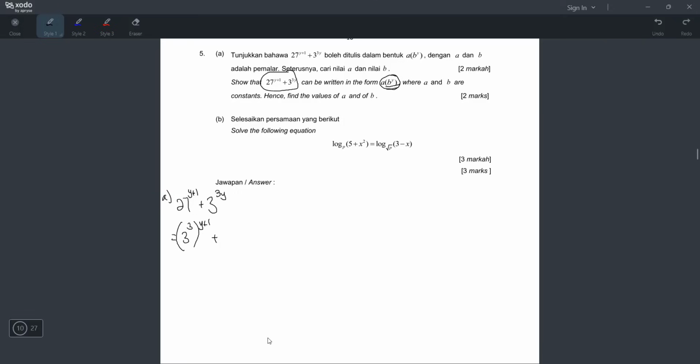Can I change base 3 to any smaller base? The answer is no, right? 3 is a prime number and you can't change this to any smaller base. So you just leave it like this. Now you will continue.